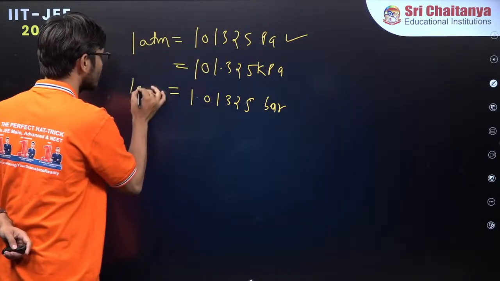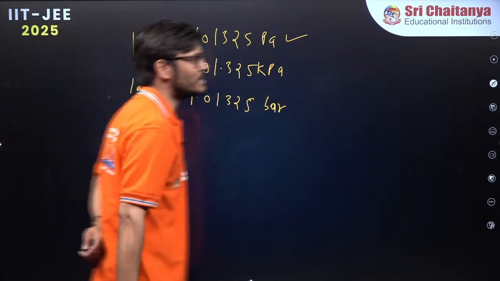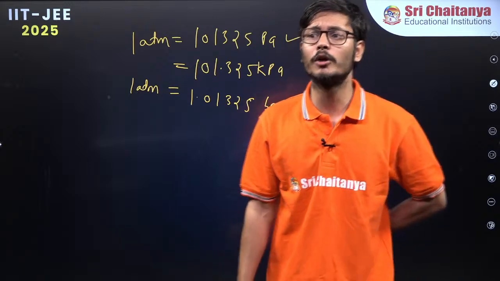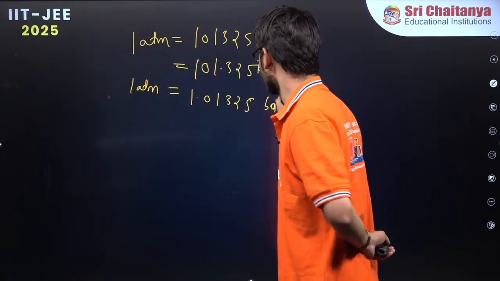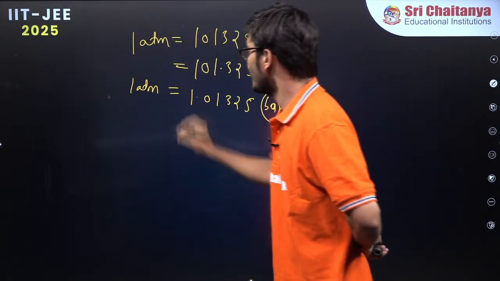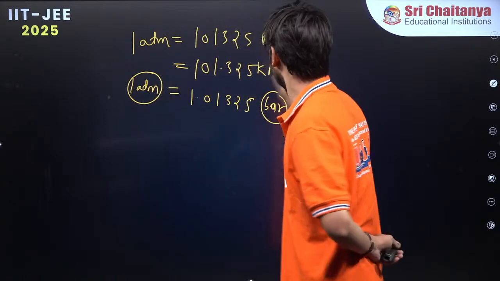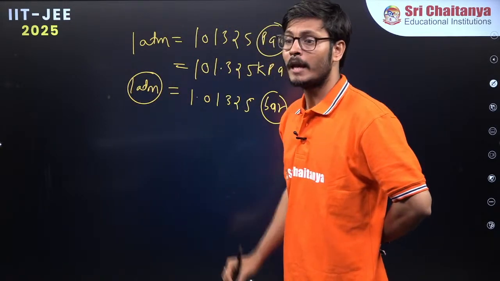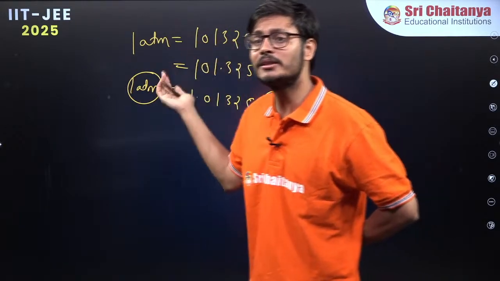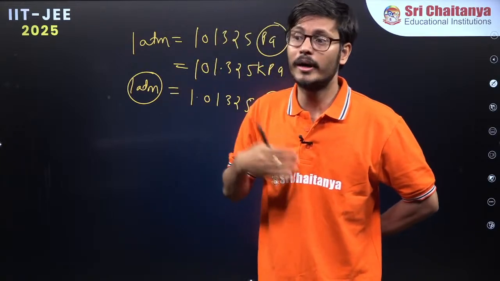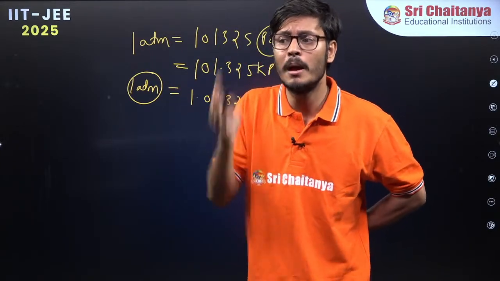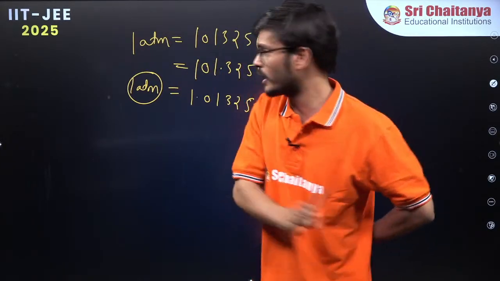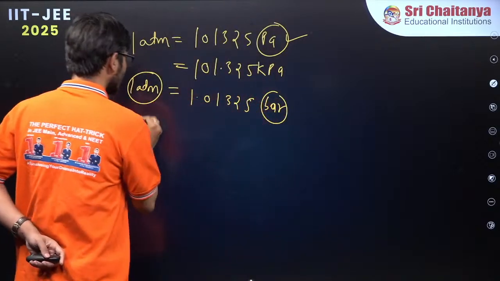So 1 atm is equal to 1.01325 bar. So bar is also a unit of pressure. Atm is also a unit of pressure. Pascal is also a unit of pressure. You will see that in different conditions we'll be using different units. For now I can't tell you where we are going to use each, but this is very, very important.